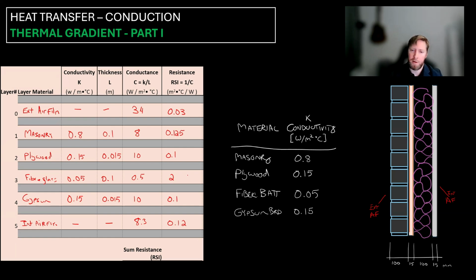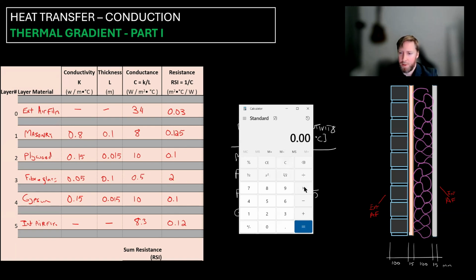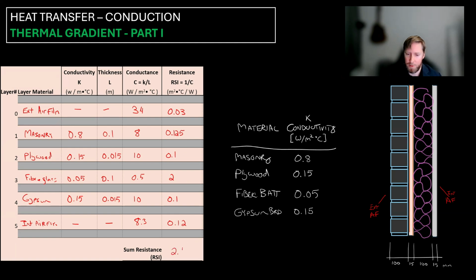Okay, and now I'm going to just add all of those up. So if I get my calculator here to give me a hand. Okay, so I get 2.448. I'll just put 2.45. Should be close enough. And so that is the thermal resistance for this entire wall assembly. So we've done part one.